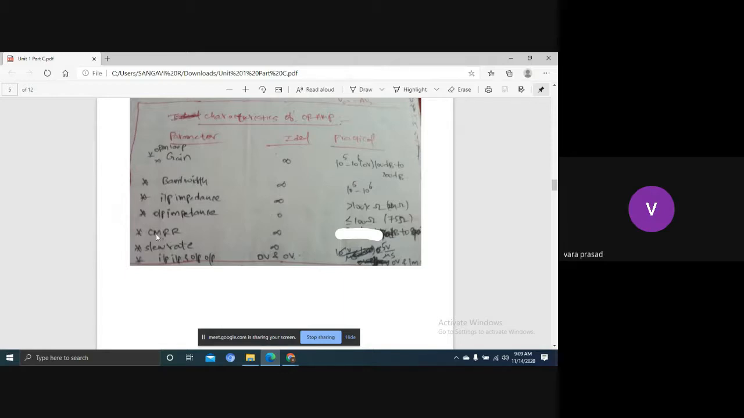CMRR means common mode rejection ratio. This common mode rejection ratio means the common noise is going to be eliminated, right? That is infinity, meaning maximum. Slew rate is infinity. This we don't want. You can remember this: if they ask for the characteristics of the op amp, you can note these down. Practical values we don't want, leave it.